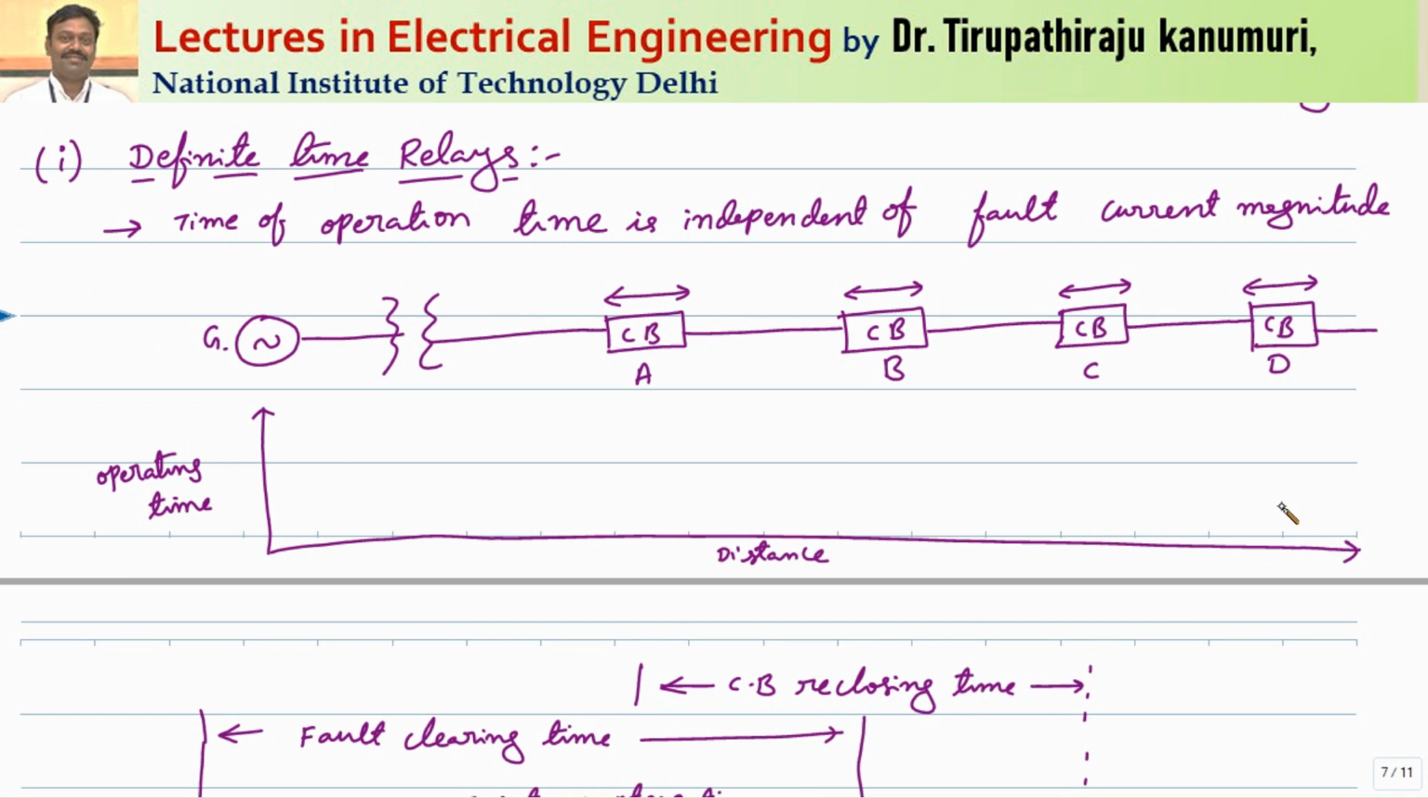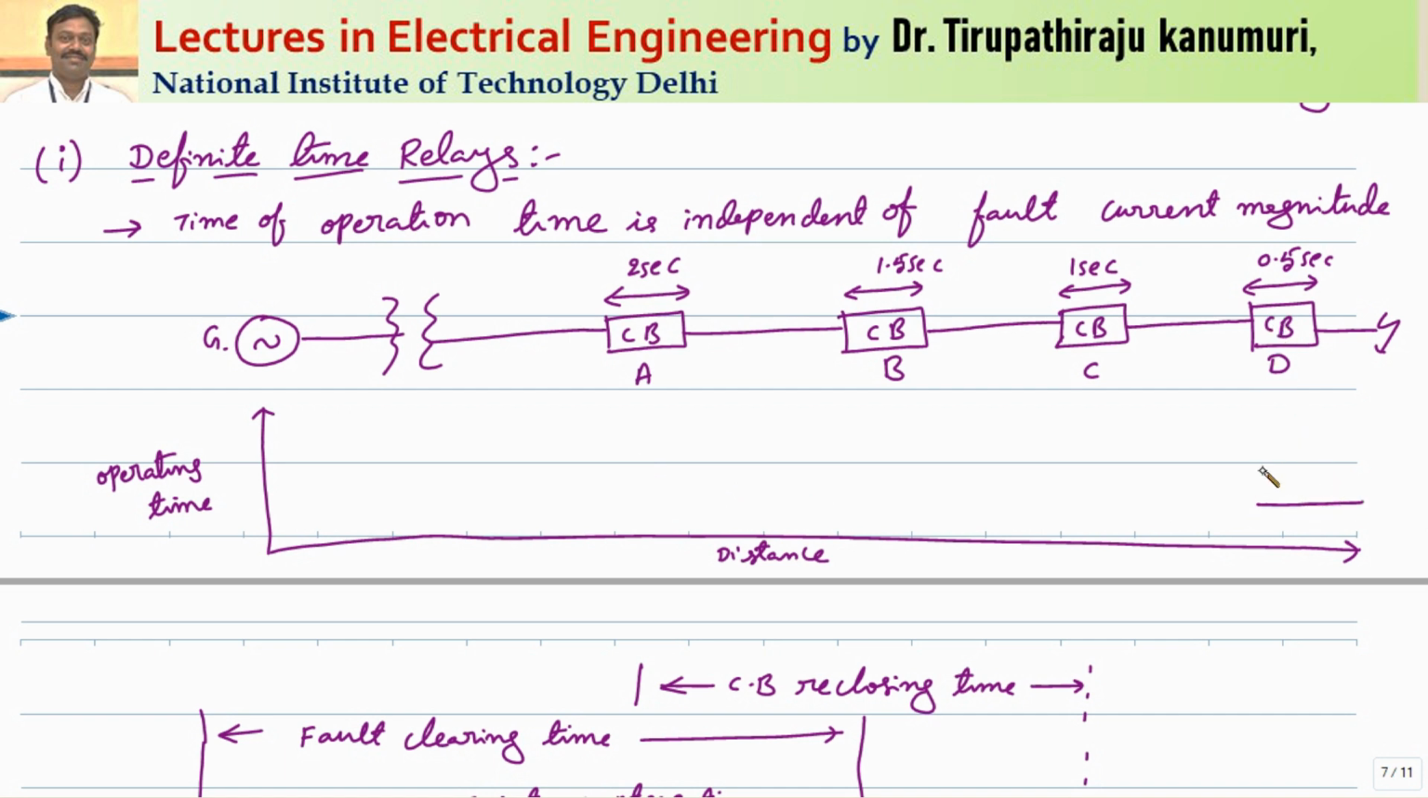Let us assume a fault happens at a point near the relay at D. Then the relay at D should operate first. So we go for non-directional relays, indicated by the arrows in both directions. This one is set to operate at 0.5 seconds, and this relay will operate after 1 second. That means if this relay has not operated, then only this relay will operate. And this relay will operate after 1.5 seconds, and this relay after 2 seconds. So the relay operating time will be like that.